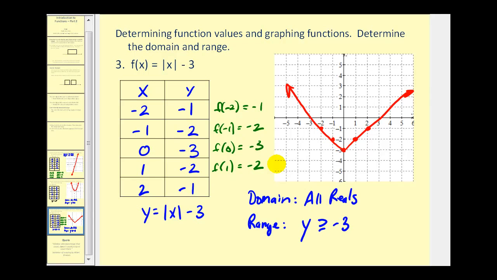Okay, that's going to do it for part 2. There is another video on the domain and range of functions. I do realize that when we first introduce domain and range, it can be a little bit challenging. I hope you found this video helpful.